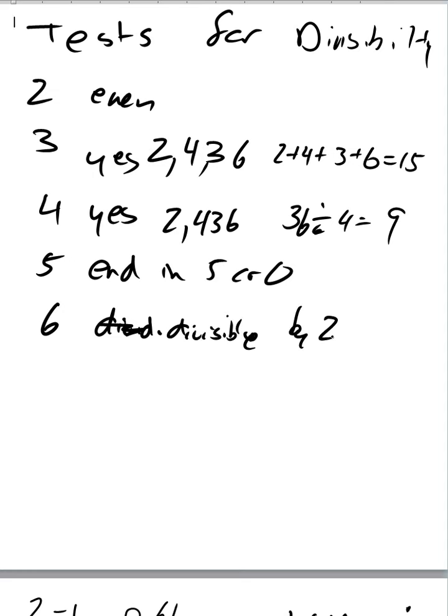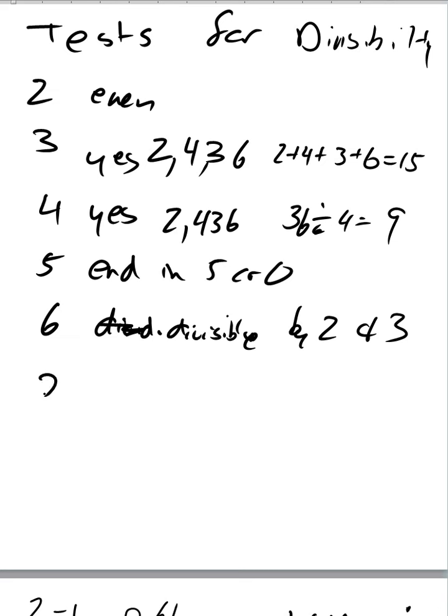By 2 and by 4. Excuse me, not 2 and by 4. I have an eraser here too. I'm going to use that here. 2 and by 3. So in this case, we knew 2,436 was divisible by 2. It is divisible by 3. So we know that it is divisible by 6. Okay? 7, you're just going to have to divide that one out to know if it works.